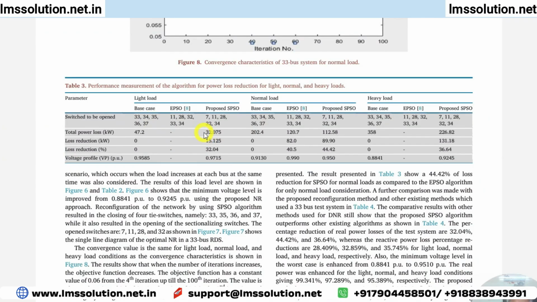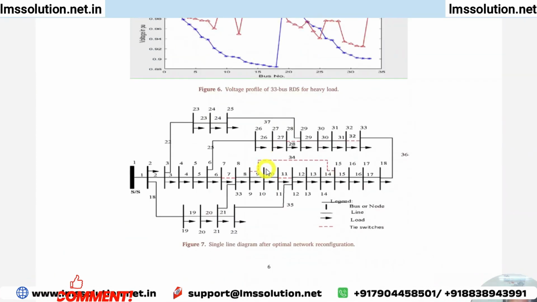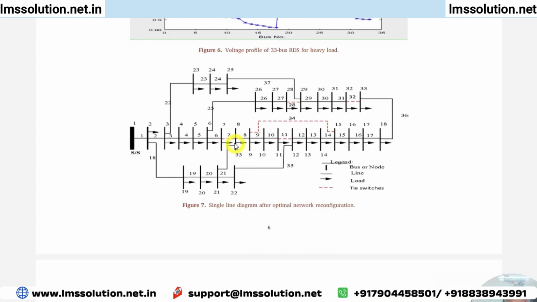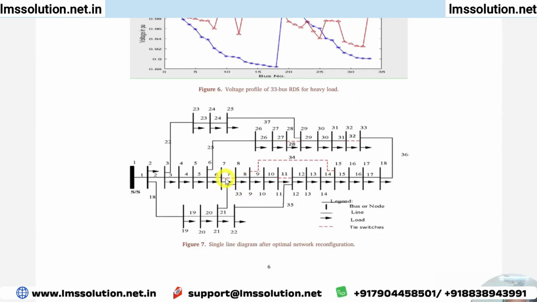Here you see you have to find the total loss, the loss reduction and the voltage profile details. And here you see the single line diagram after optimal network configuration. Here you see the dotted lines. In this paper they found the open, that means sectionalized, switches to be 7, 11, 28, 32 and 34. 7, 28, 32 and 11 are shown in dotted lines. This is the final set of sectionalized tie switches for the optimal configuration.